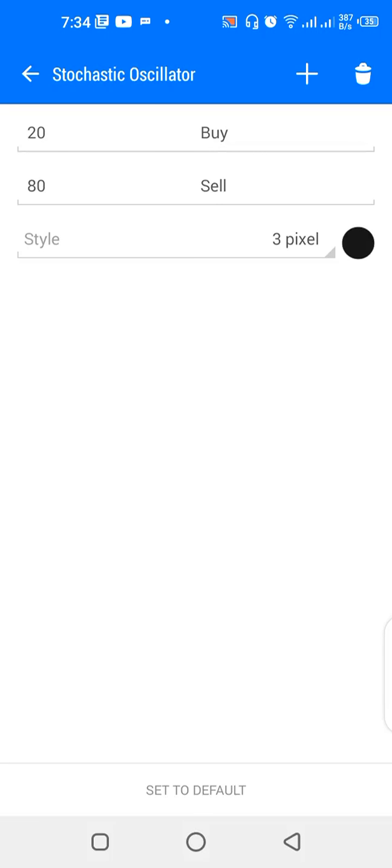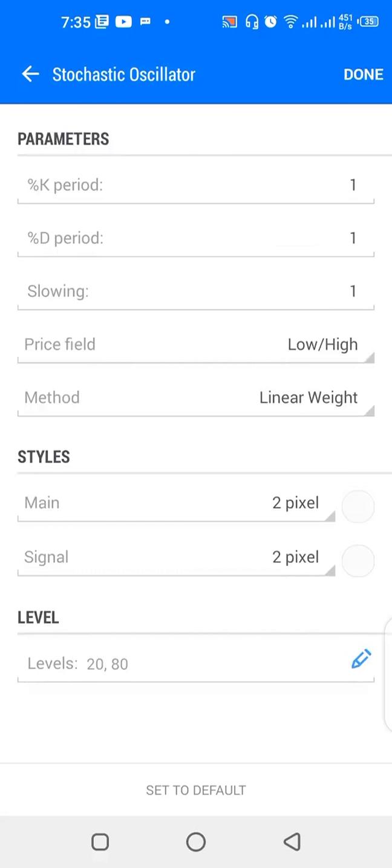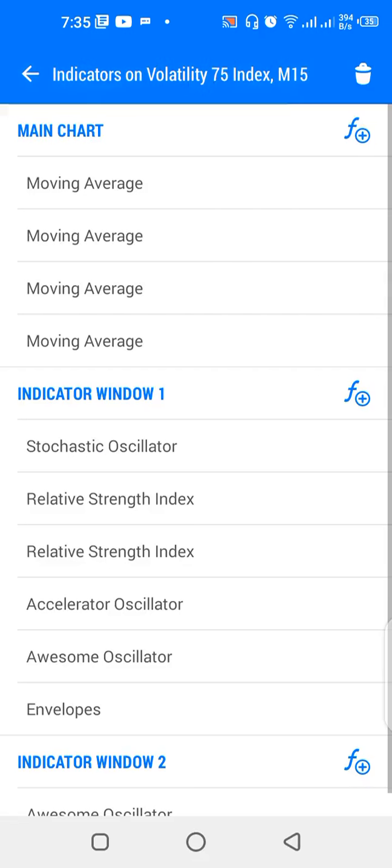Of course, when the black line enters into the 20 level, and then we have the blue and the green crossing upward, we look for buy opportunities. Of course, when the black line also enters into the 80 level, and then we have the red and the blue crossing downwards on the black line, then we look for selling opportunities. That's for the stochastic oscillator.